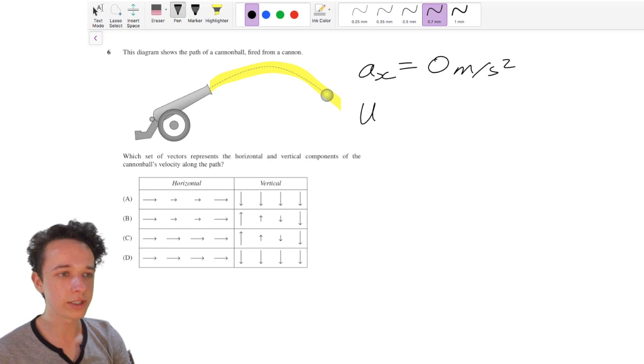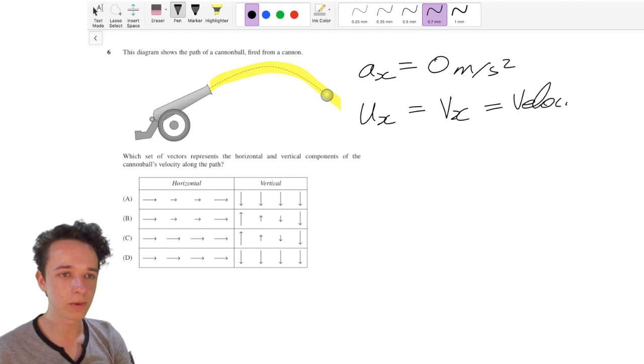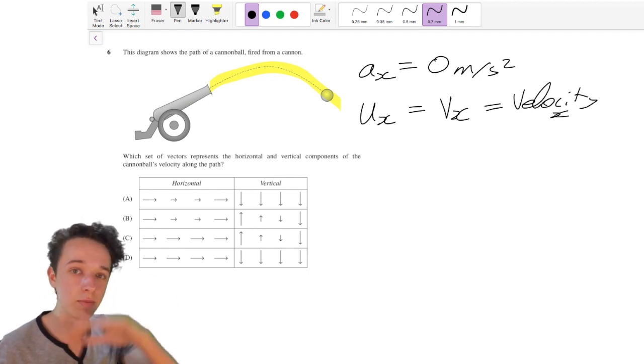And hence ux, the initial velocity, is equal to vx, is really equal to any velocity in the x component throughout the entirety of the projectile's path.